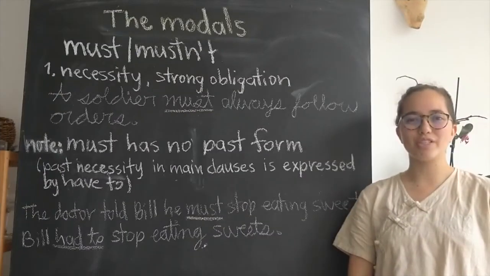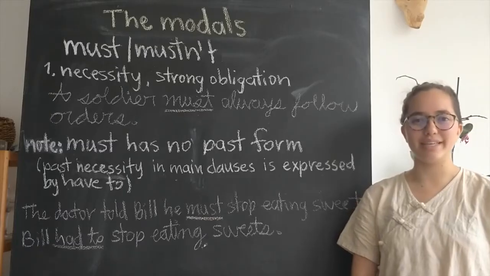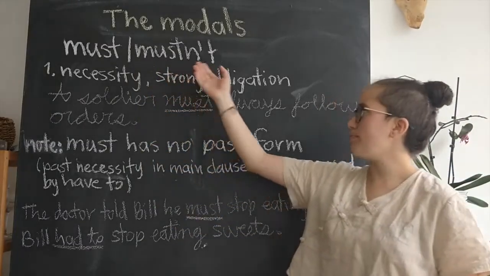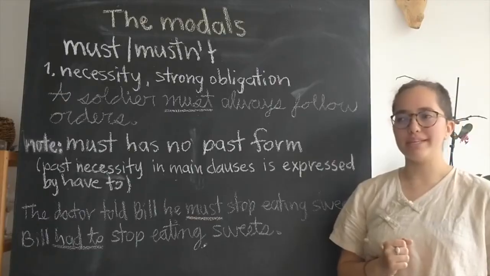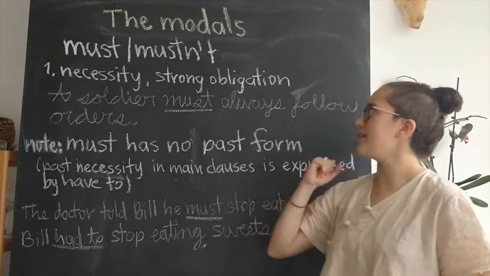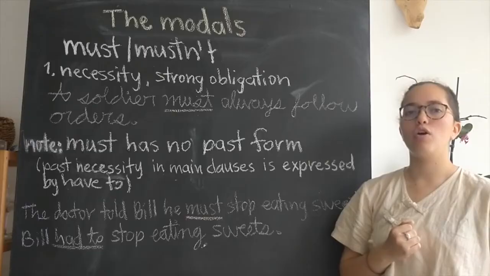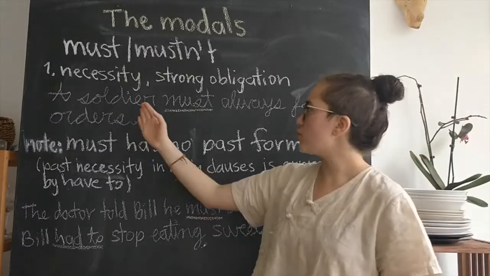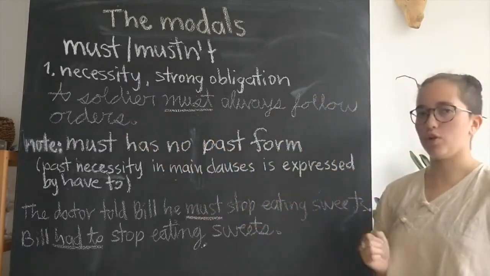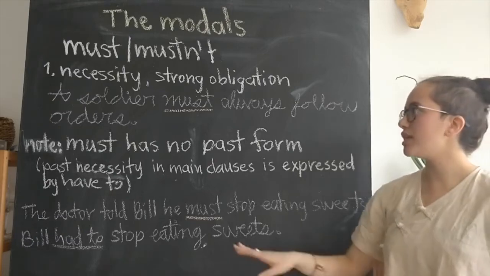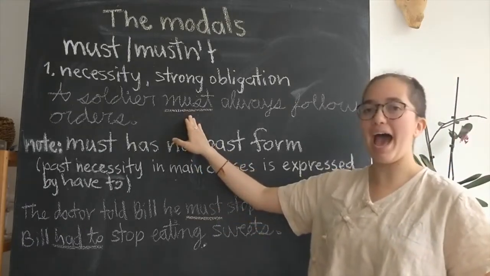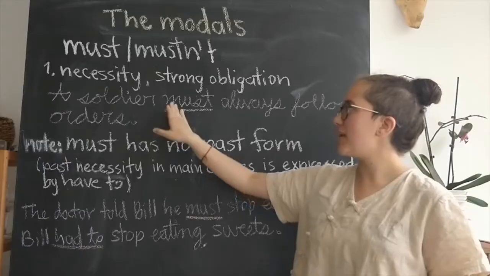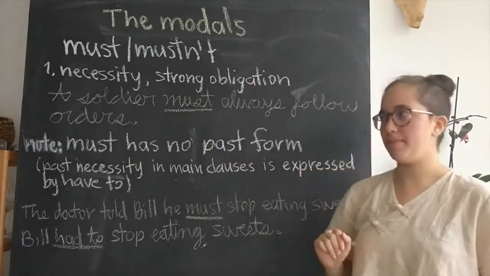The last modal auxiliary we will be learning in this lesson is must or mustn't. Now must or mustn't is used to express necessity or a strong obligation. For example, a soldier must always follow orders. Here it shows that must is something that has to be done. It is an obligation, a duty.